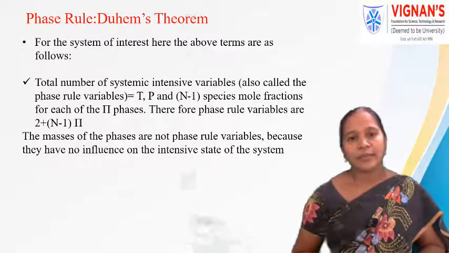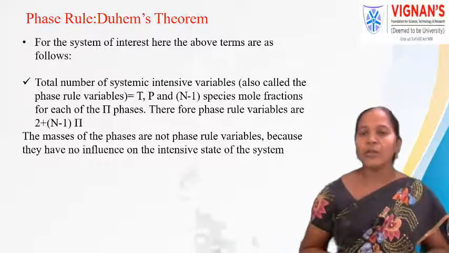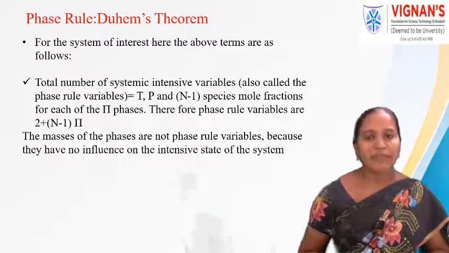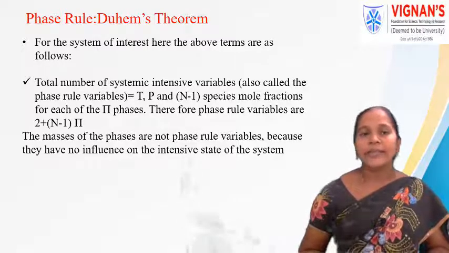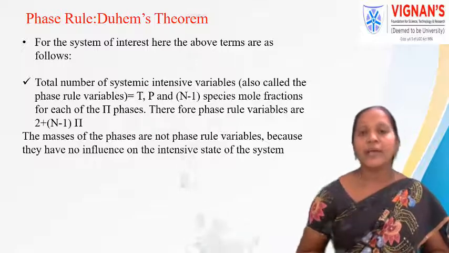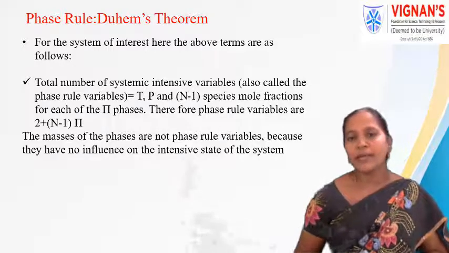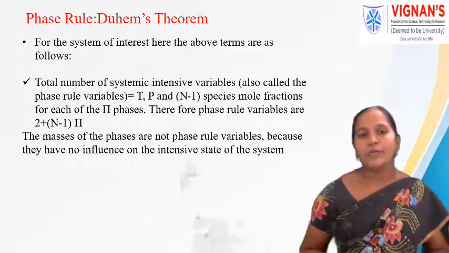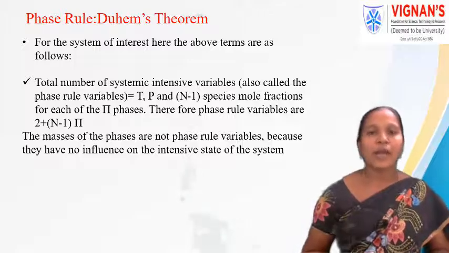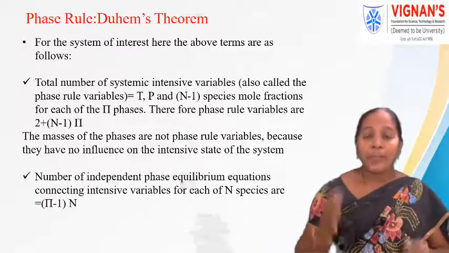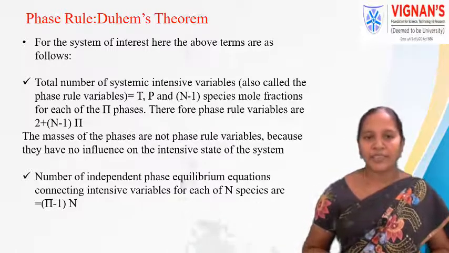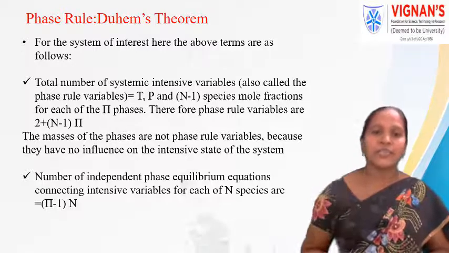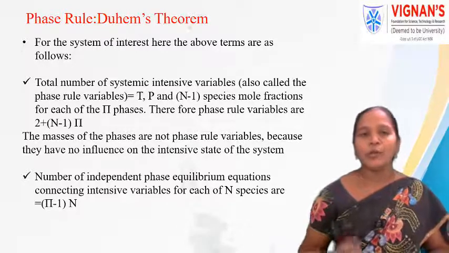The masses of the phases are not phase rule variables. Here we are not considering the mass of the phase because it has no influence on the intensive state of the system. Here mass is independent. So the masses of the phases are not phase rule variables. Now the number of independent phase equilibrium equations connecting intensive variables for each of the N species is (pi minus 1) times N.